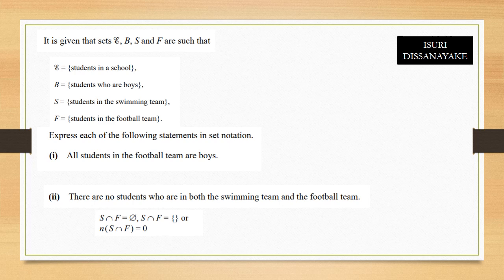But for the previous one, that is F is a subset of B. What do you mean by F is a subset of B? F means the football team. So all the students in this football team, they are boys. So you have one big circle for boys, and a few of the boys play football. So you can show that F is a subset of B.